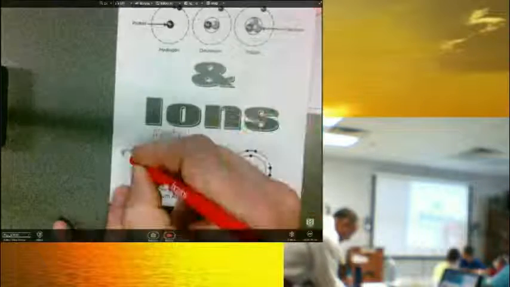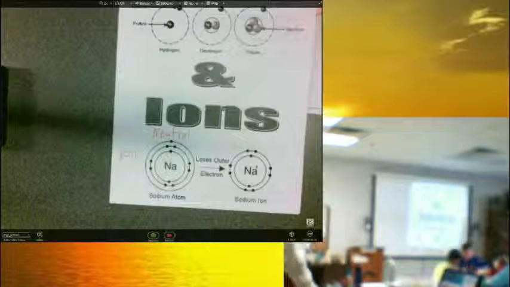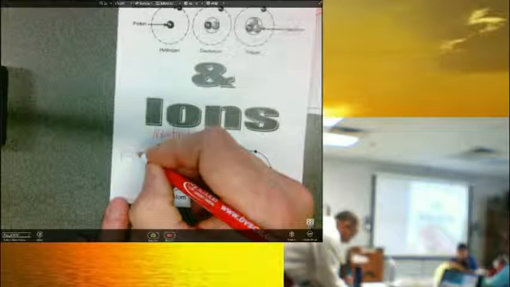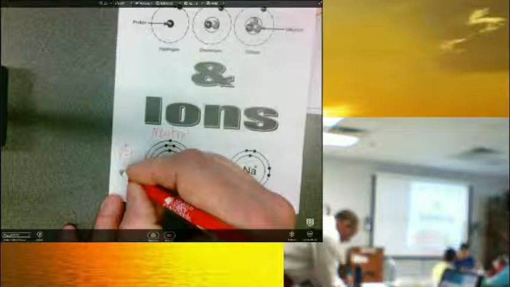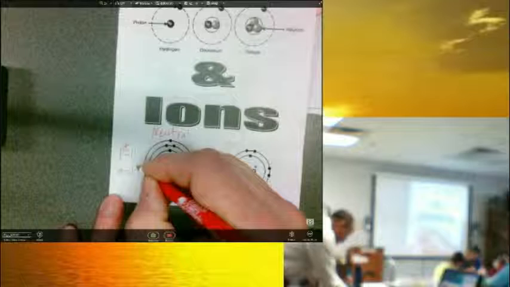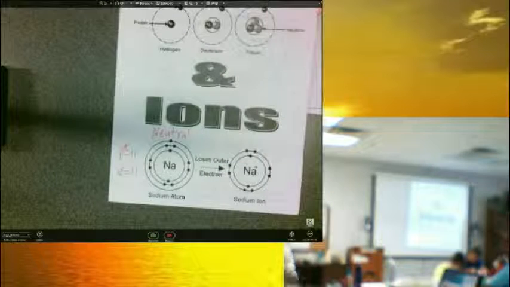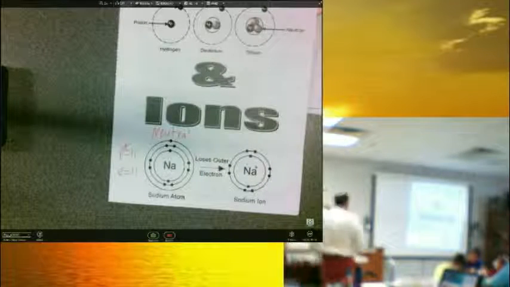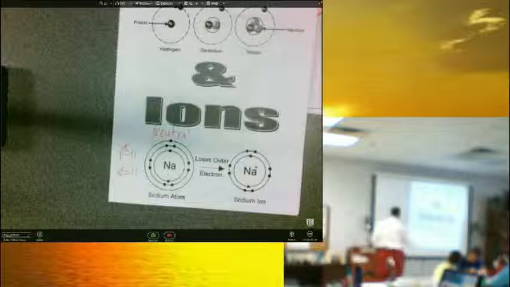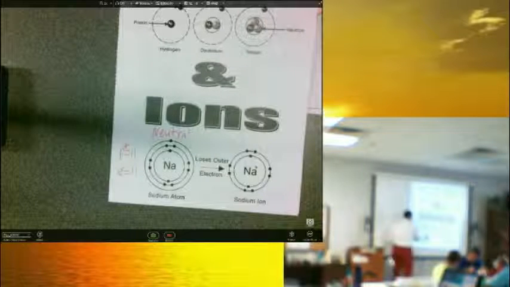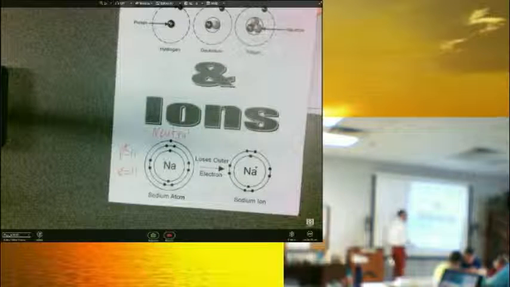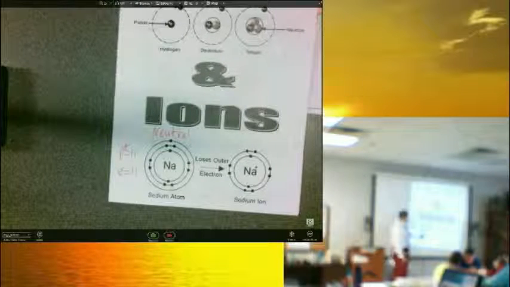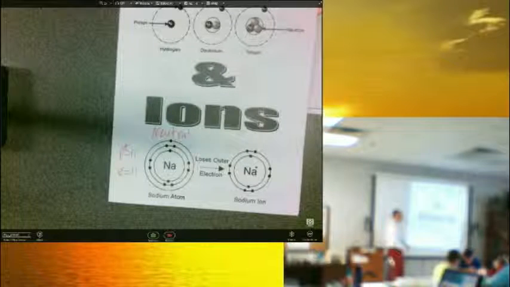Sodium has 11 protons. That means it has 11 pluses. And it has 11 electrons, which are negative. Those cancel out. Can everybody see that there are 11? How many are in the first shell? 2. In the second shell? 8. So that's 10, 11. So the 11 positives in the center get crossed out by the 11 electrons in the shell.